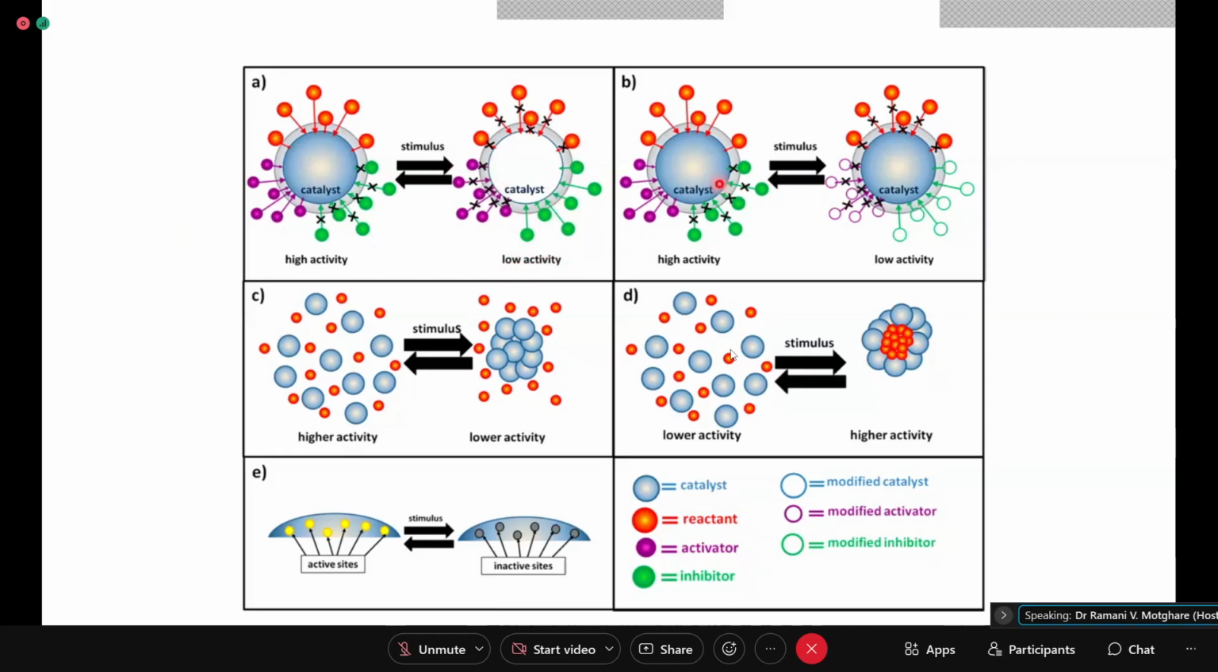So such catalysts exhibit low activity. Okay. Then there are certain catalysts which show high activity, and here it is shown that this has the ability to take up these, and here you see this has been removed.